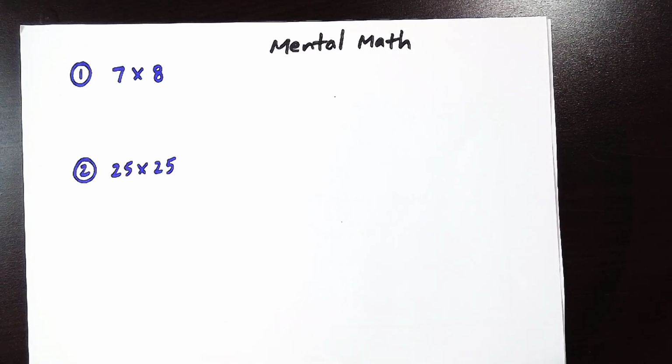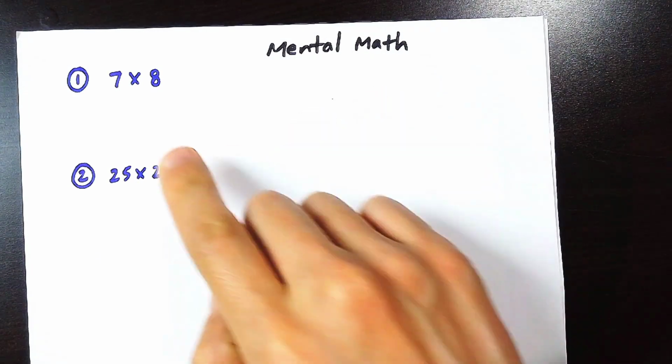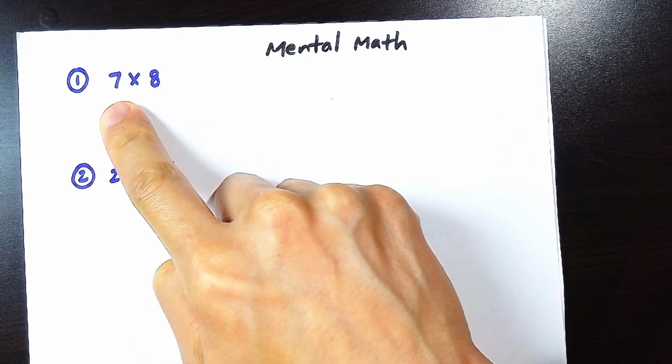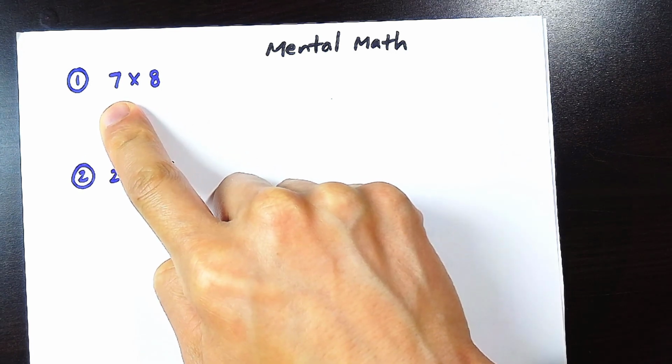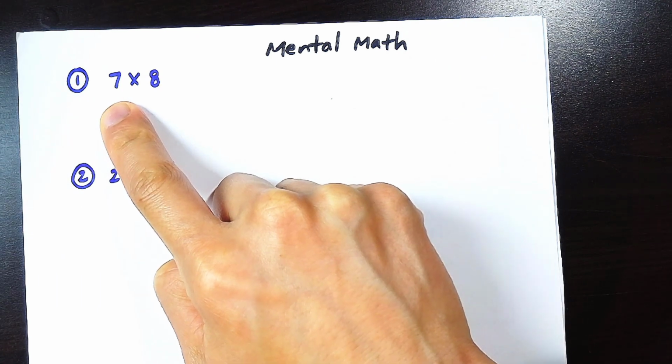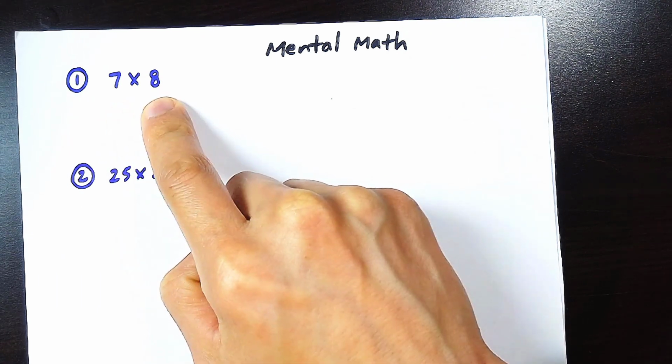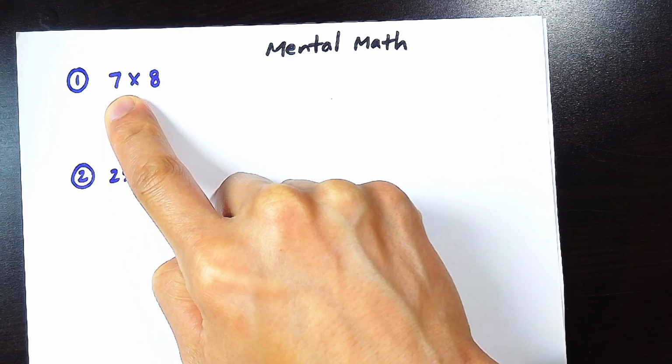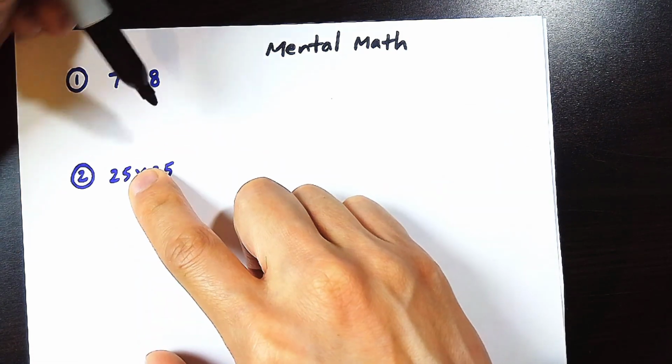Okay, so now we're going to try some mental math. 7 times 8. Please memorize 7 times 7 is 49. Memorize all your times tables. 5, 5, 25, 6, 6, 36, 7, 7, 49. And if you add 7 more, 7 times 8 is 56.